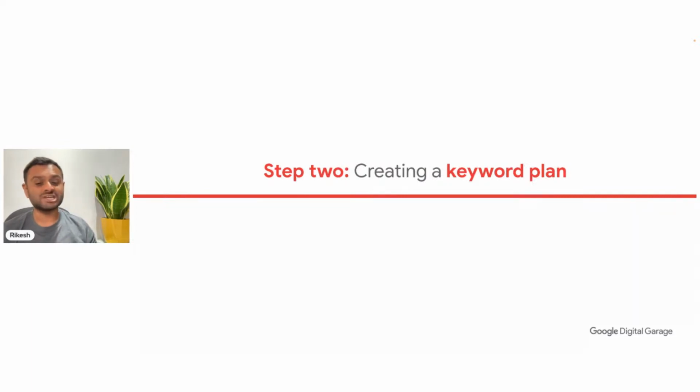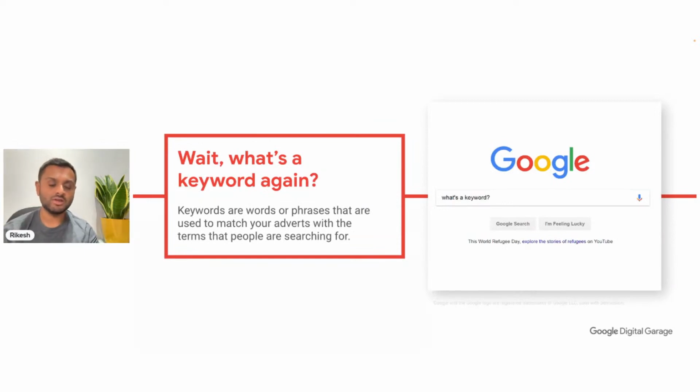So step two is to create what's known as a keyword plan. Before we look at the keyword plan, we want to understand what we mean by a keyword. You can see the definition here. Keywords are words or phrases that are used to match your advert with the terms that people are searching for in that search query box that we looked at earlier on. This actually confused me when I first got into marketing, because I thought keyword meant a singular word, but a keyword can mean a word or words or phrases as well. So it can be plural.